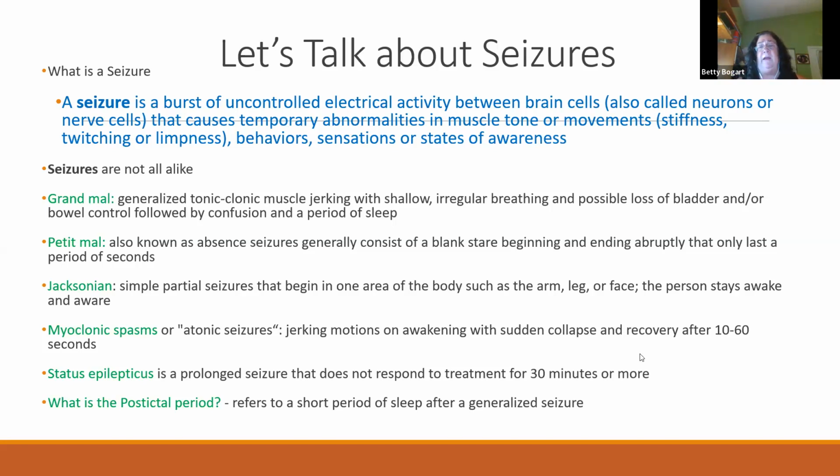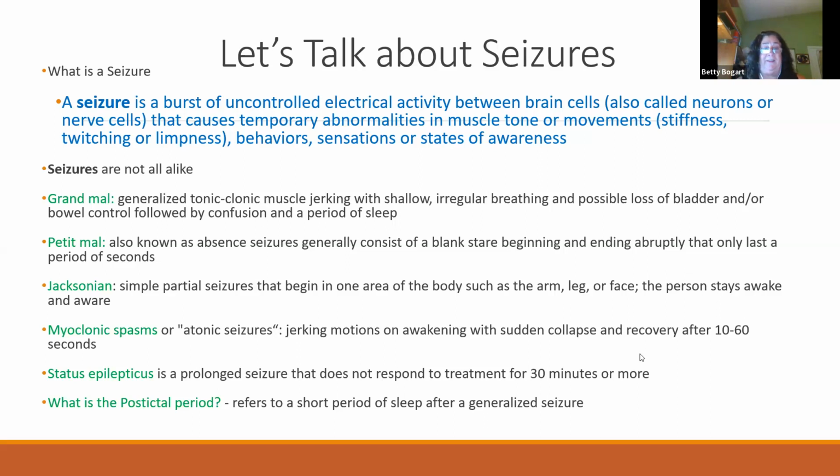Jacksonian is one area of the arm, leg, or face, and this patient, this child, understands what's going on, and they're watching themselves. Myoclonic or atonic, all of a sudden they have these jerking motions when they wake, and then they collapse. And about a minute later, they wake up and it's done. Myoclonic.